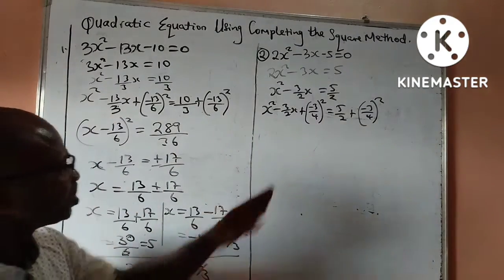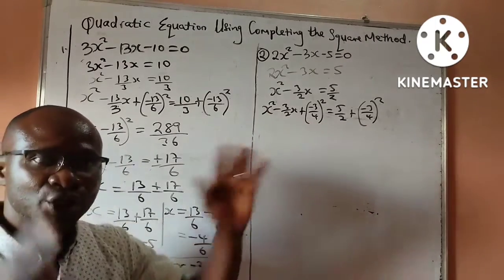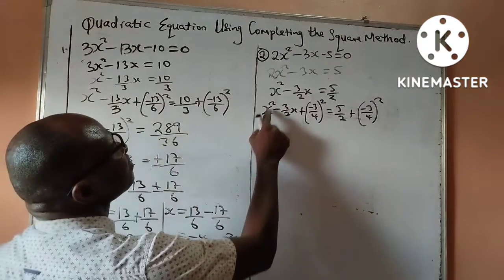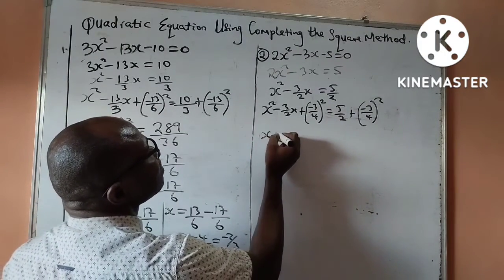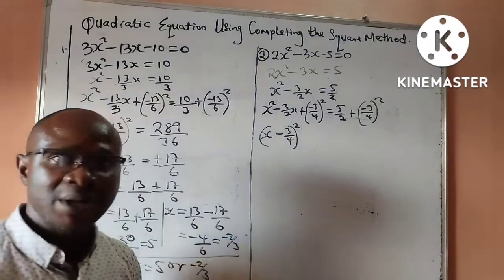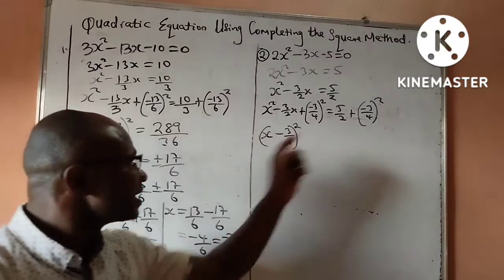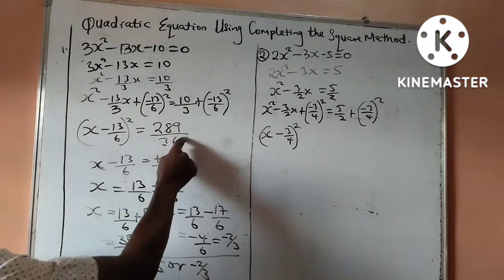You know the fourth one says, come to the left hand side. Those ones that are squared, use one common square for them. So x raised to power 2 minus 3 over 4 raised to power 2, I will now write x minus 3 over 4, both of them raised to power 2. I have done that by the left hand side. I will go to the right hand side and solve it to get one value like I did here.